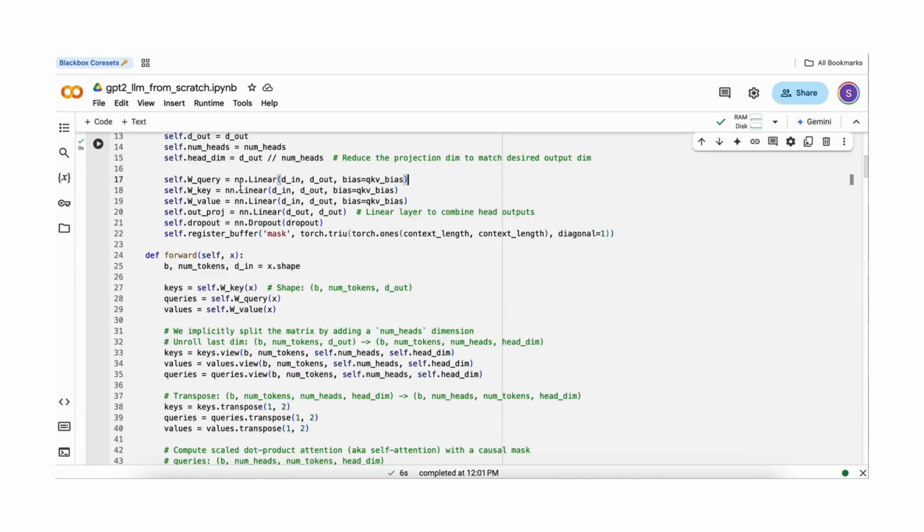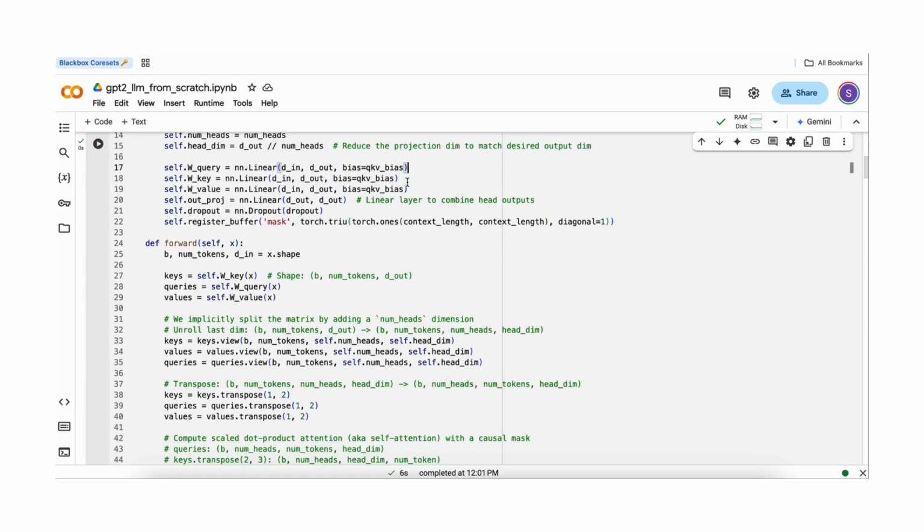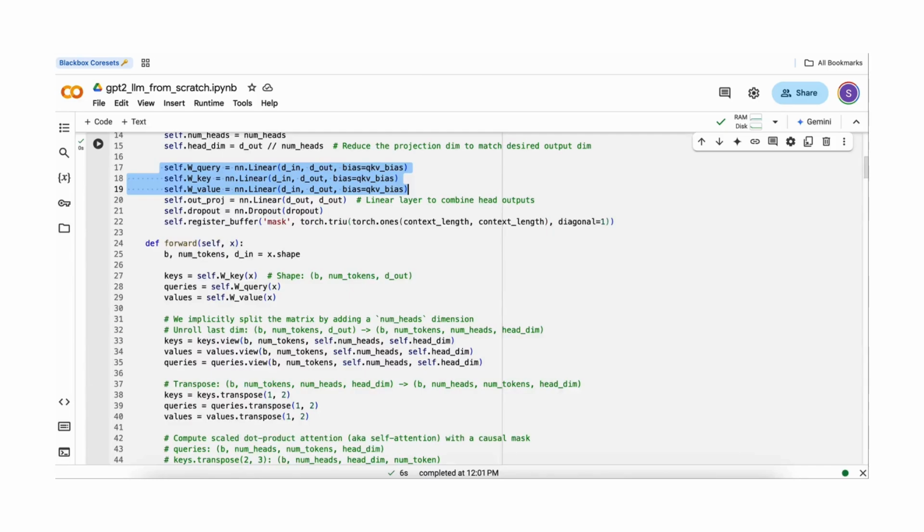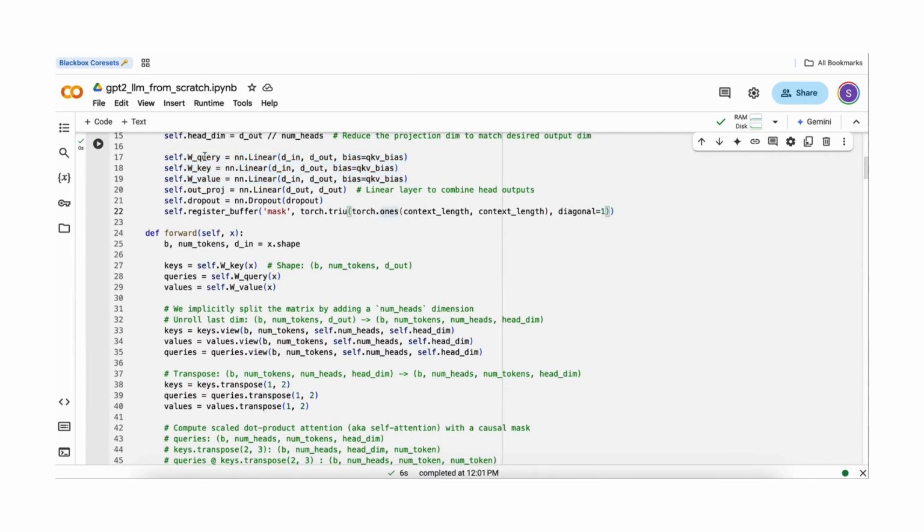And that is exactly the same as using a fully connected linear layer with D in equal to 4 and D out equal to 3, for example. And then you can add a bias term if you want. So that is what this says: these are learnable parameters which correspond to these matrices. So that's the key, query, and the value.